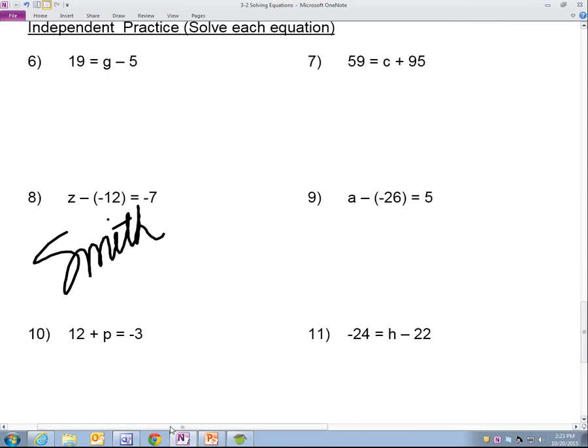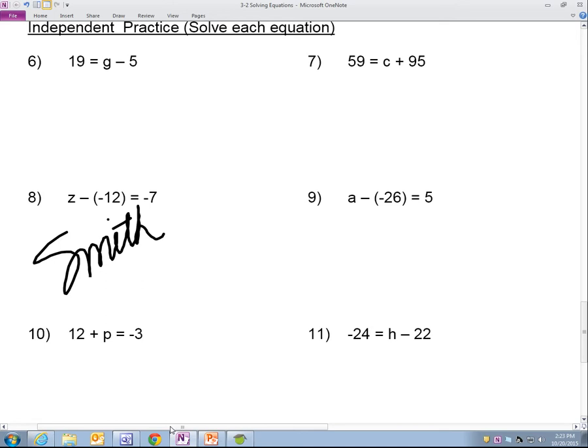I would like you right now to do 6 through 11. Please do 6 through 11. I'm going to walk around a little bit to make sure you guys are getting off to the right track. Then I'm going to do the first step on the board in just a little bit to make sure that you're not going to be doing them all the wrong way. But I'll do the first step with you.